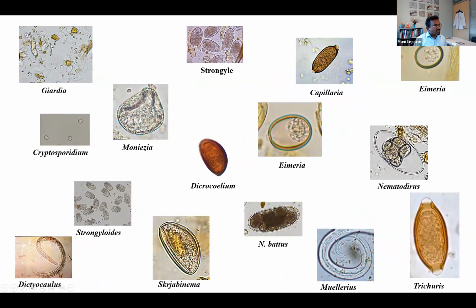So Giardia, which is a protozoan parasite, and Cryptosporidium, also a protozoan parasite. Giardia sheds the cyst. So you can see here, these are cool cysts of Giardia, and Cryptosporidium sheds the oocyst. So these are examples of how protozoan parasites are voided in fecal samples.